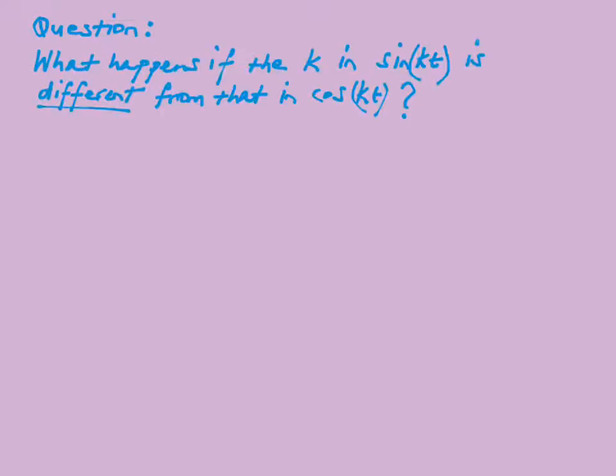What are you saying? Question. Alright then, what's your question? What happens if the k in sine of kt is different from that in cos of kt? Well, hang on, what are you talking about? I thought they had to be the same. You mean to say they can be different? Well, we know what happens if they're the same. Hang on a minute, this is doing my head in.